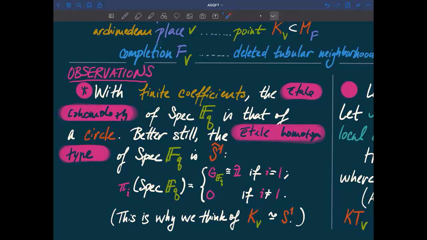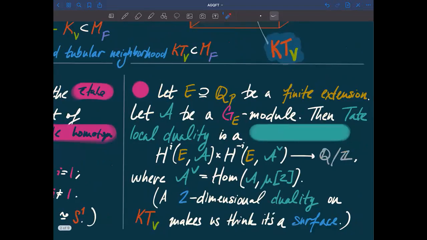So what does that mean in practice? It means that if I try and compute the Étale homotopy groups of Spec F_q, then in degree 1 I'll get a Z-hat, and in all of the other degrees I get a 0. And so this is a good motivation to think of the knot, the submanifold corresponding to this place, as a circle, as an embedded S^1. Okay. So now what about that deleted tubular neighborhood? Let's go up in dimension.